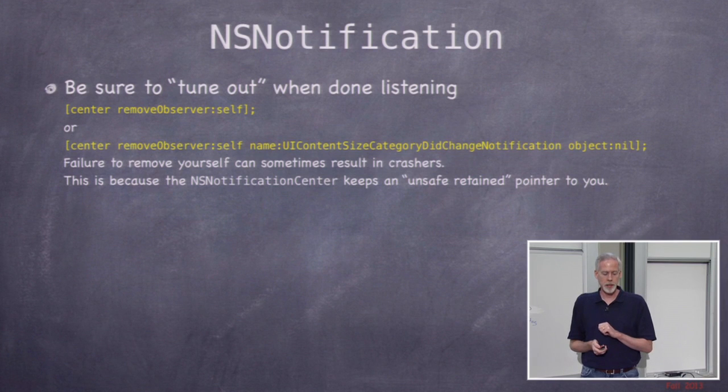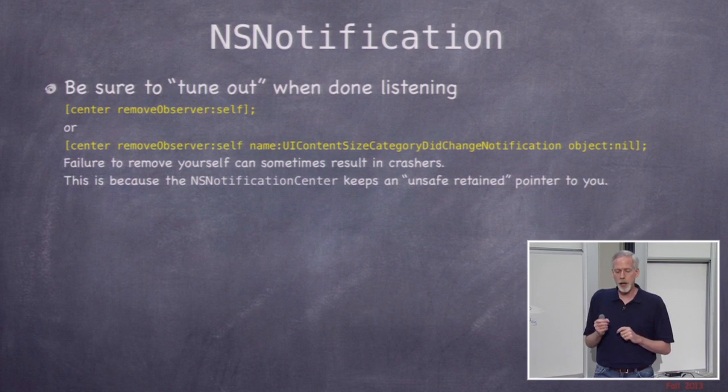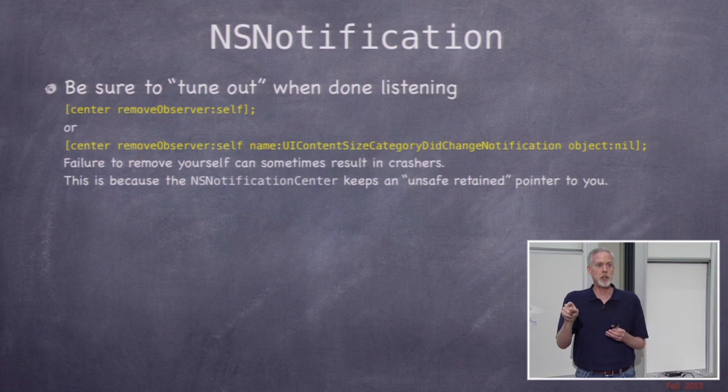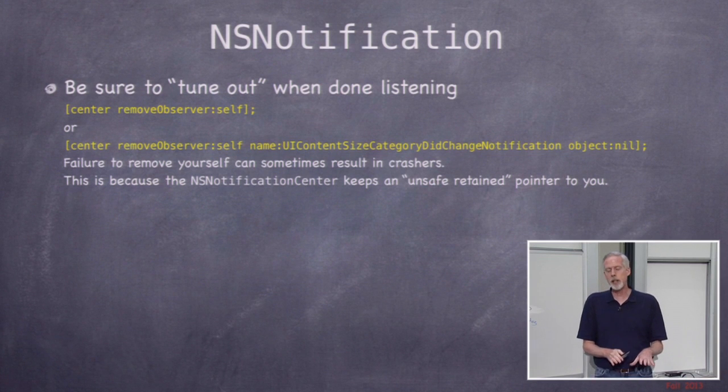Okay? It's important to do this because, unfortunately, the notification center keeps a pointer to you that is called unsafe retained. So it's not strong or weak, it's unsafe retained. And what unsafe retained means is that if you go out of the heap without calling this first, the notification center might try and send you a notification and crash your app. That's why it's unsafe.